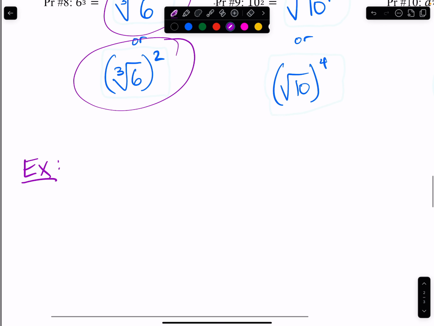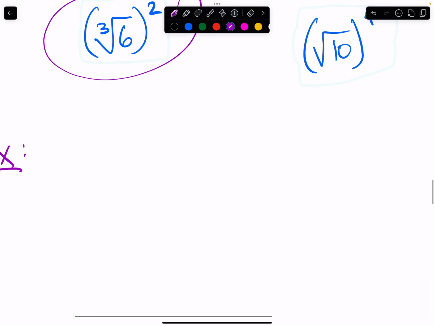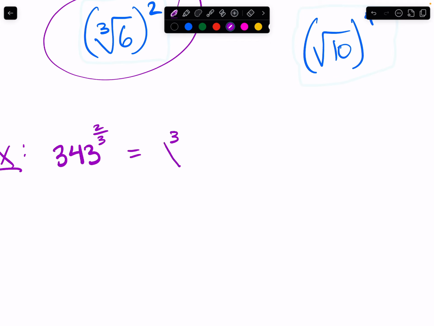Let's say you need to find what 343 to the 2/3 power is. According to our notes, you could write it one of 2 ways. You could totally write it as the cubed root, because again, the 3 in the denominator is what goes in the crack. That's our index. It could be the cubed root of 343 squared. So we have to find the cubed root of all of this stuff.